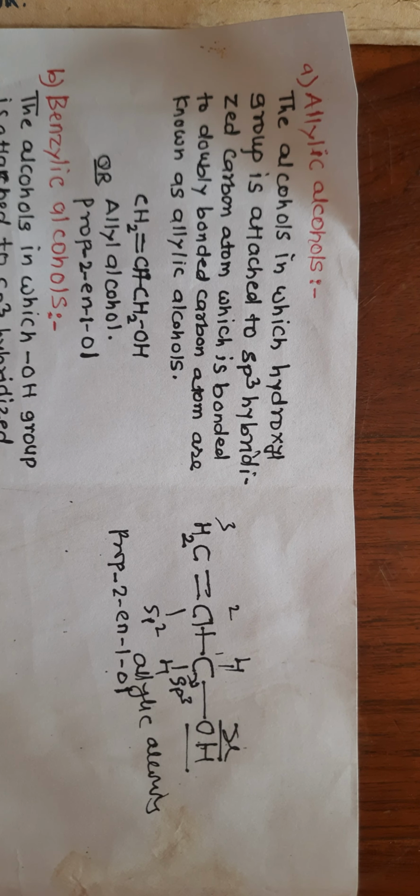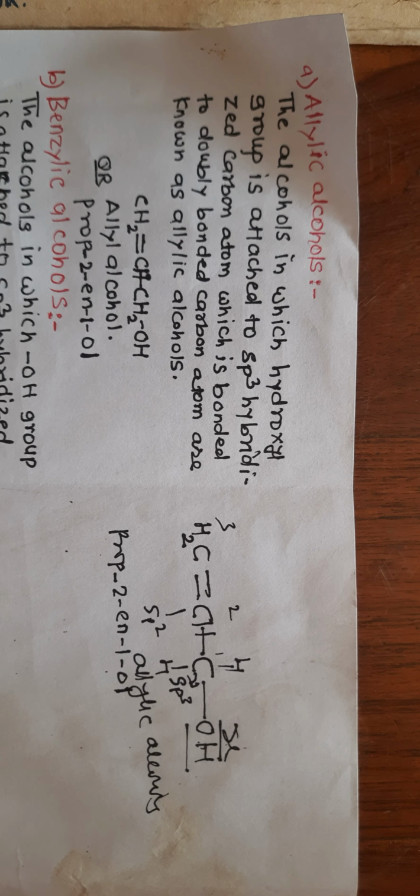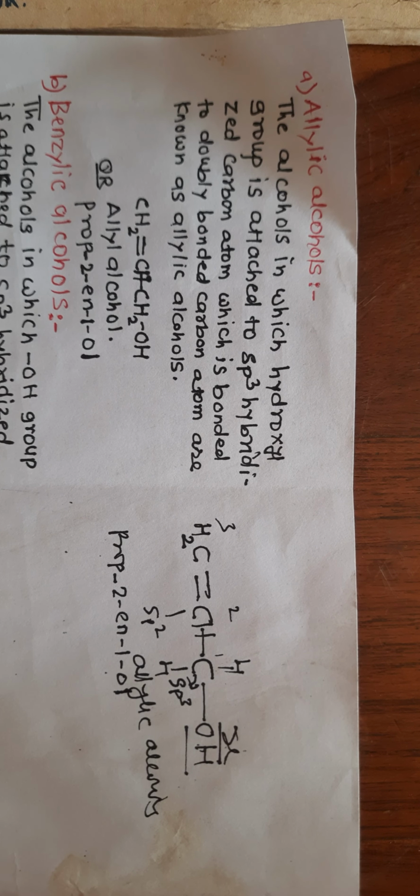I have not taken the examples here. Allylic alcohols are further classified as primary, secondary, and tertiary alcohols also. You can see the examples in our board's textbook also.